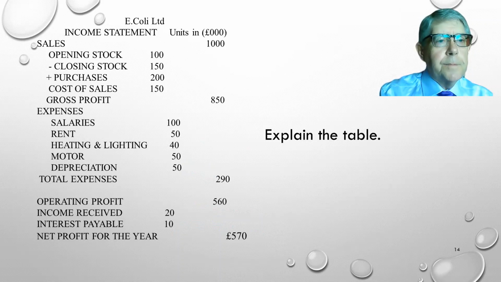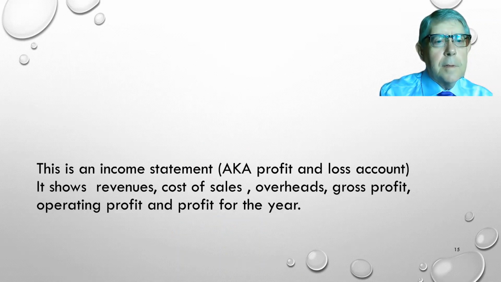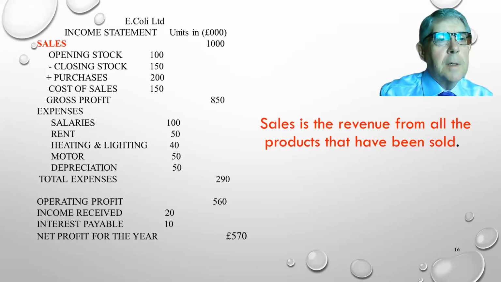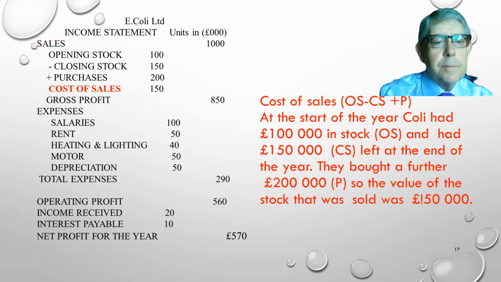Explain the table. This is an income statement, AQA profit and loss account. It shows revenues, cost of sales, overheads, gross profit, operating profit, and profit for the year. So sales is the revenue from all the products that have been sold. Cost of sales is opening stock minus closing stock plus purchases. At the start of the year, Coli had £100,000 worth of stock.